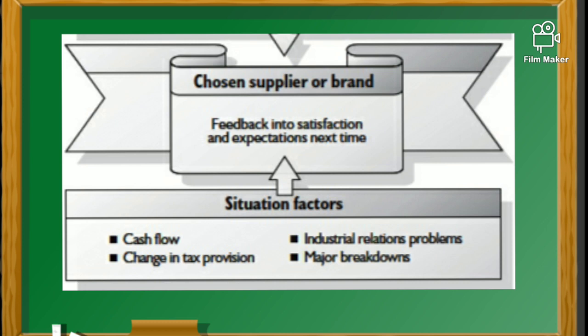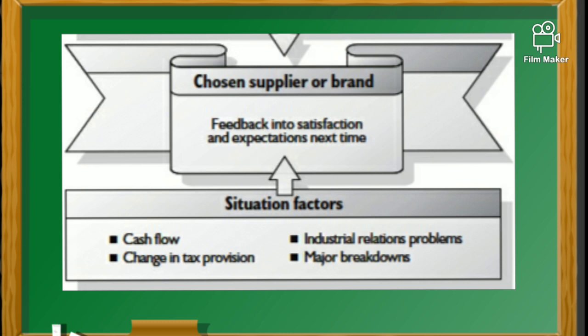All right. And also the next factor is situation factors. How is the cash flow of your company? How are the tax provisions given by the government to your business or organization? And how are your industrial relations? All these factors influence your organization buying behavior.